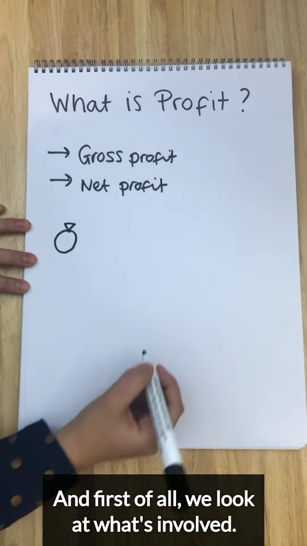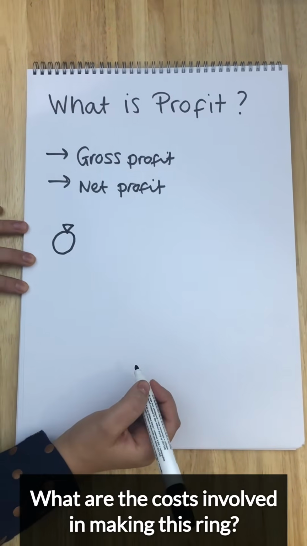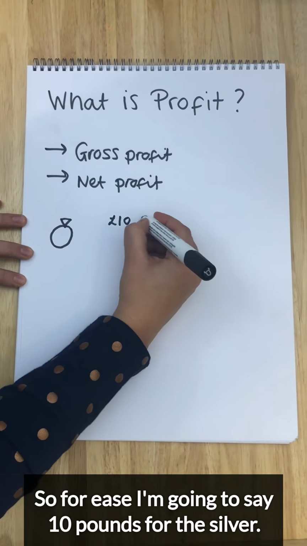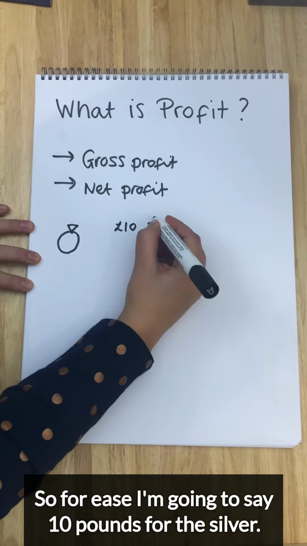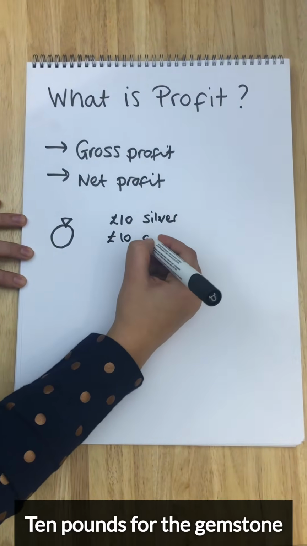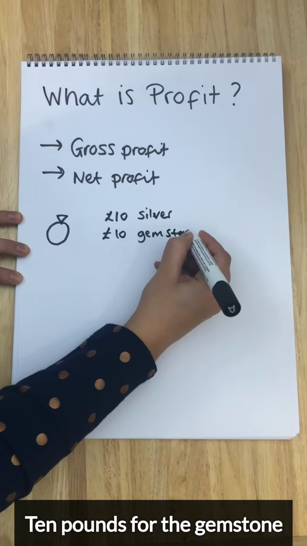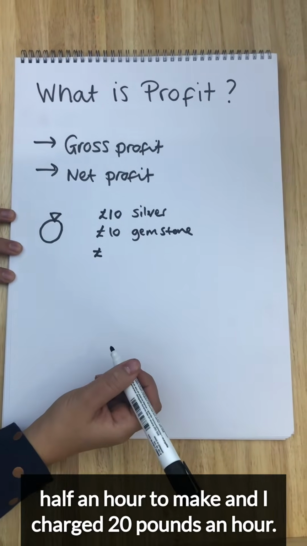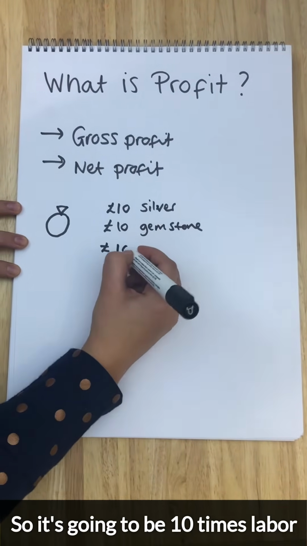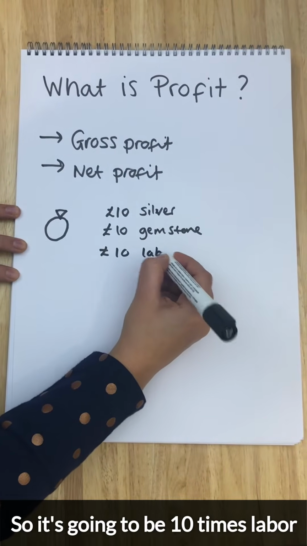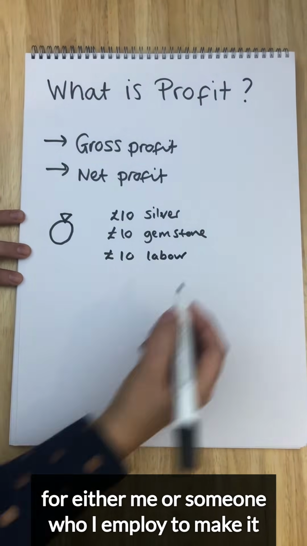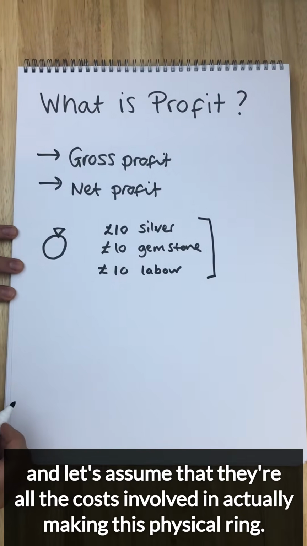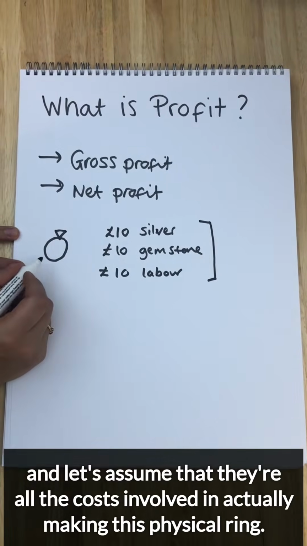And first of all, we look at what's involved, what are the costs involved in making this ring. So for ease, I'm going to say £10 for the silver, £10 for the gemstone, and I'm going to say it took me half an hour to make and I charge £20 an hour, so it's going to be £10 labour for either me or someone who I employ to make it. And let's assume that they're all the costs involved in actually making this physical ring.